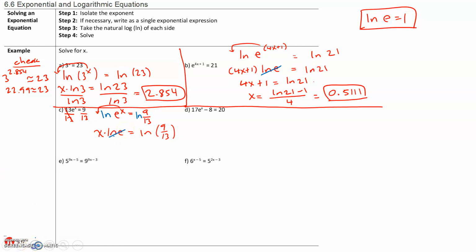And so x equals the natural log of 9 over 13. That would be the exact form. If we wanted a decimal approximation, we just plug that into a calculator. So we take the natural log of 9 divided by 13, and that gives us negative 0.3677, which is our final answer.